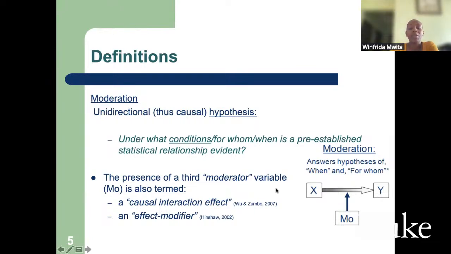And the presence of this third variable, which we call the moderator variable, in some literature you'll see they refer to it as a causal interaction effect or effect modifier. So they have the same meaning. And you see, some people call it causal interaction effect, and they're already bringing in that component of interaction.